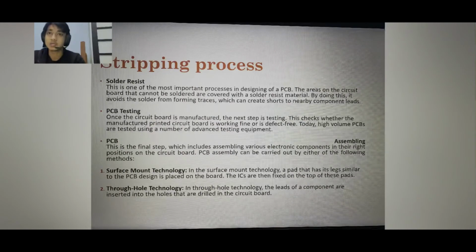Okay, so this is the final step, which includes assembling various electronic components in their right position on the circuit board. PCB assembly can be carried out by either of the following methods. The first one is surface mount technology, and the second one is through hole technology.